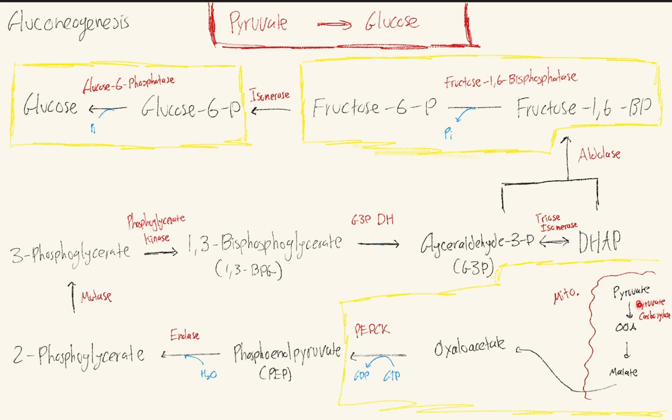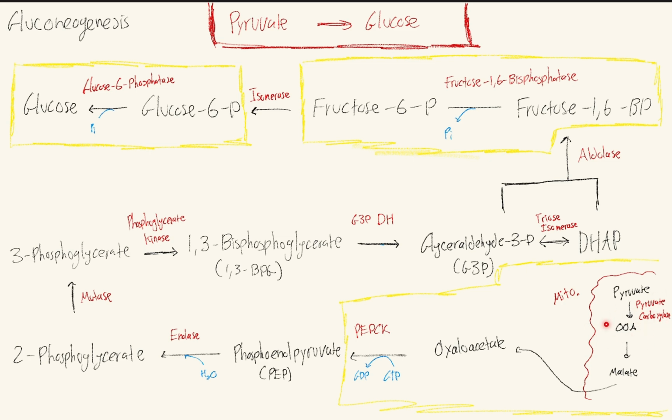So anyway, we have pyruvate in this mitochondria here. Pyruvate itself will turn into oxaloacetate through an enzyme known as pyruvate carboxylase. As the name implies, carboxylase will be adding carbon to a molecule. Pyruvate is a 3-carbon molecule, oxaloacetate is a 4-carbon molecule. To get that 4th carbon, we use pyruvate carboxylase.